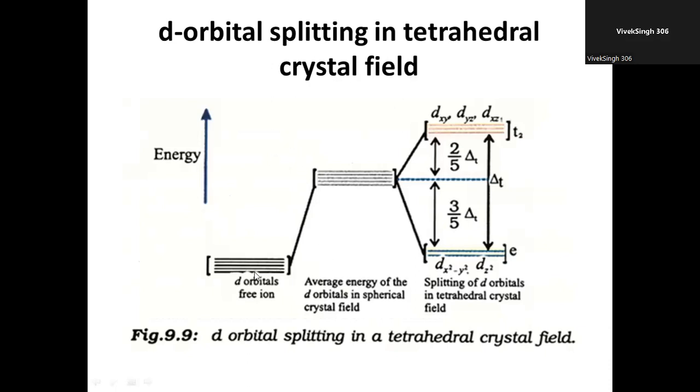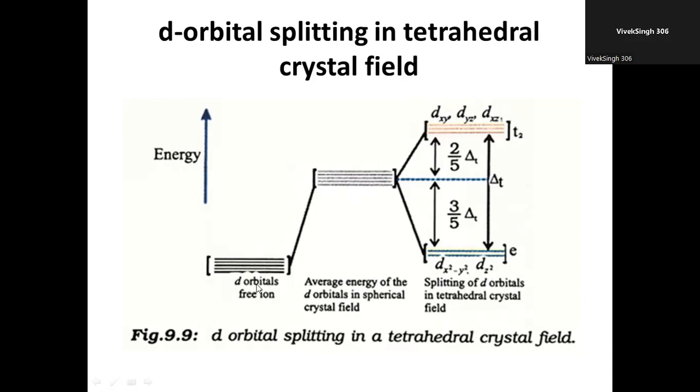So here are d orbitals. Okay, these are all equal energy d orbitals. When ligands are approaching, they are increasing in energy. When ligands are forming a tetrahedral complex, Eg is reducing in energy, whereas T2G is increasing in energy. Okay, dxy, dyz, and dzx are increasing in energy, whereas dx square minus y square and dz square are reducing in energy.